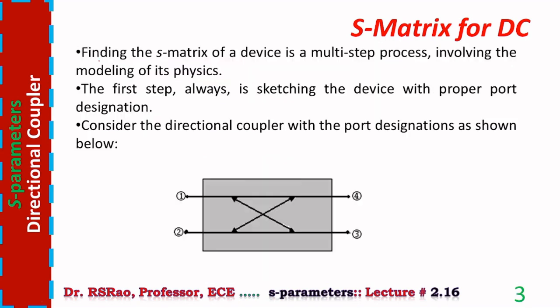ideal directional coupler. Finding the S matrix of a device is a multi-step process involving modeling of its physics. The first step always is sketching the device with proper port designation. Notice scattering matrix of a device depends upon the port numbering. If there is a change in port numbering, scattering matrix also changes automatically. So S matrix always is in reference to a particular port numbering.